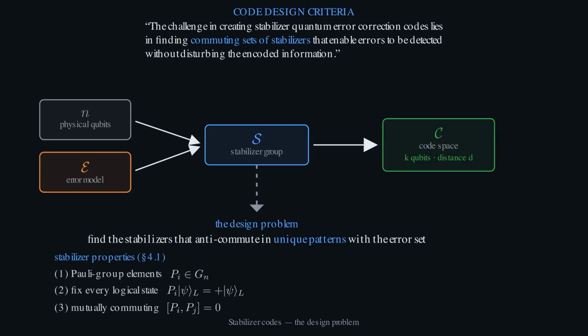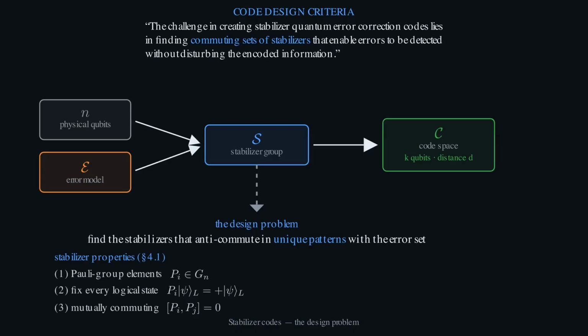So let me try to reiterate. There's an error set, and then there's an encoding from lowercase n physical qubit resources to lowercase k encoded qubits. And those k encoded qubits occupy a code space, C. The stabilizer design problem is essentially to identify this code space. And this code space is chosen in such a way that if you encode information in it, it will produce syndromes for that error set that map back to the error. And that's what allows those errors to be correctable.